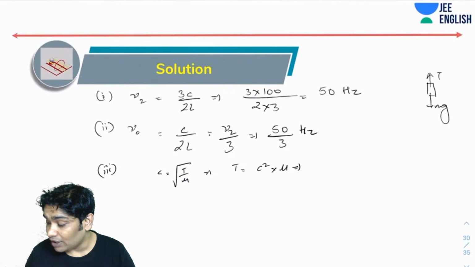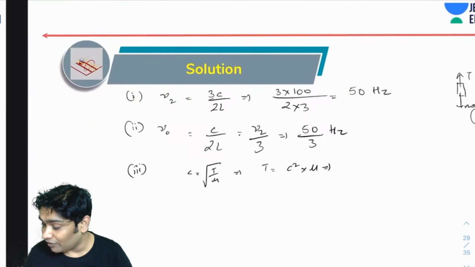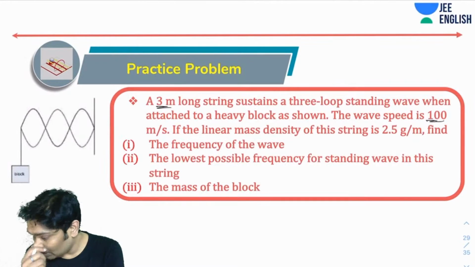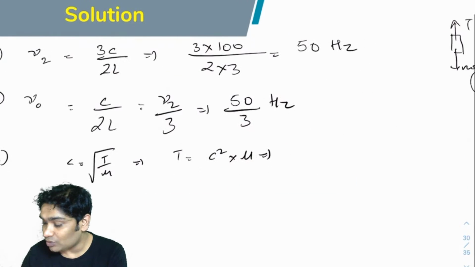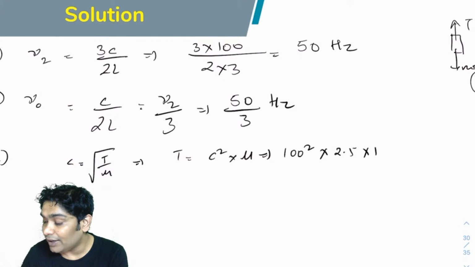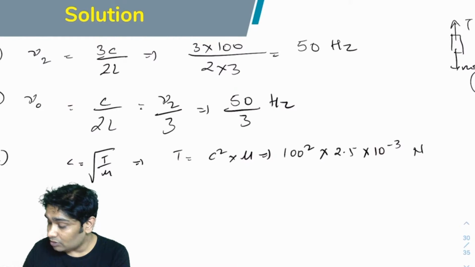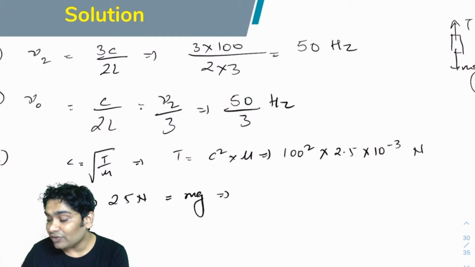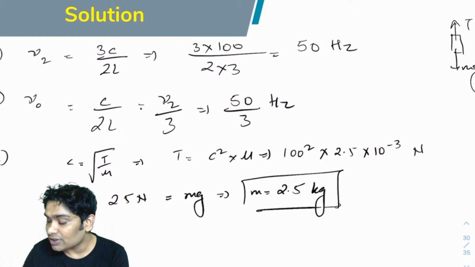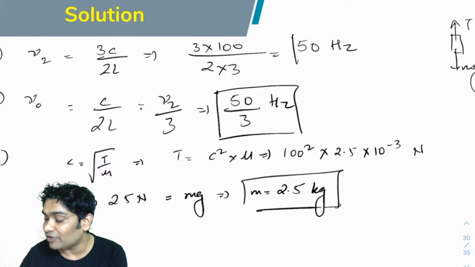Our mass of the block has been asked, so let's find T first. T is C square times mu. Mu was 2.5 gram per meter. So C square, 100 square into 2.5 into 10 to the power of minus 3 Newton. So tension is 25 Newton, and this would be equal to mg. So obviously m is 2.5 kg.